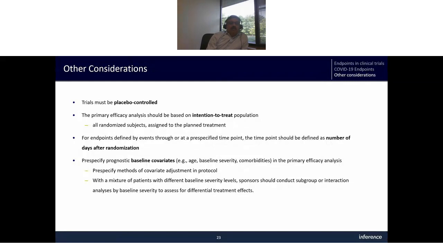And so all of these would have to be pre-specified in the protocol, of course, how we are going to handle the covariate adjustment. And then if we have a mixture of patients, let's say some mild, some moderate, some severe, etc., then the subgroup analysis, the interaction between treatment and the population, etc., would be very important. And this is not different in a COVID trial. This is always the case.